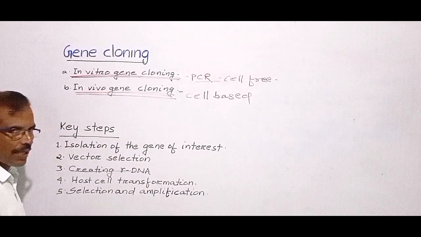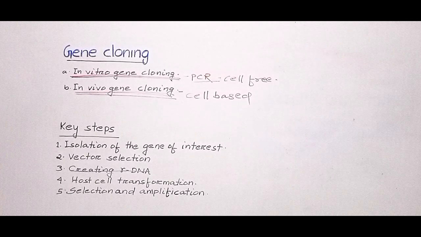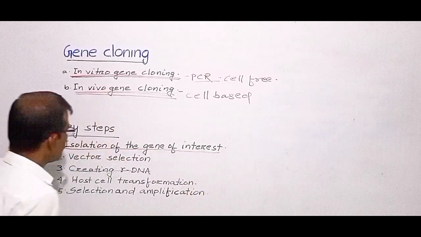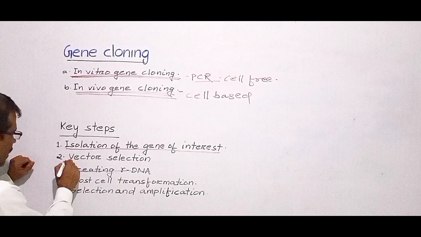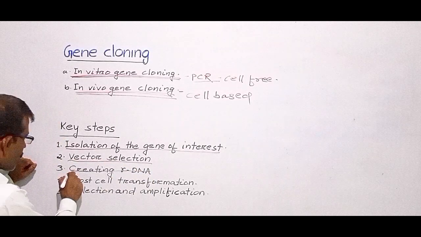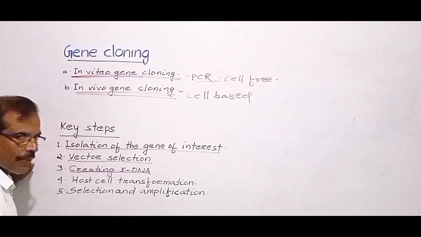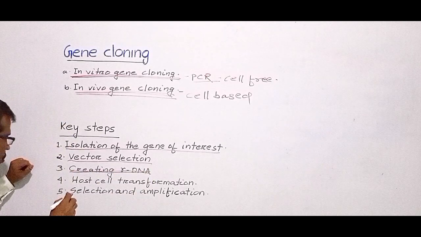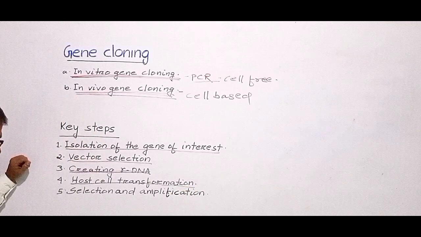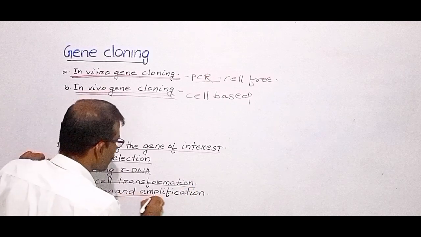These are the key steps. First step is isolation of the gene of interest. Second step, vector selection. Third step, creating recombinant DNA. And fourth step, post-cell transformation. And the last step, selection and amplification.